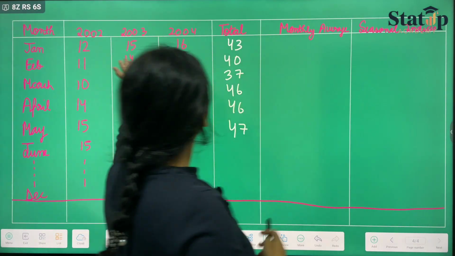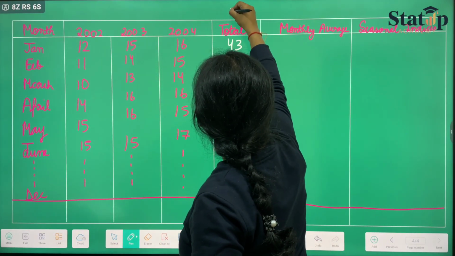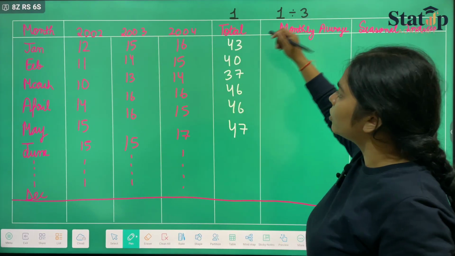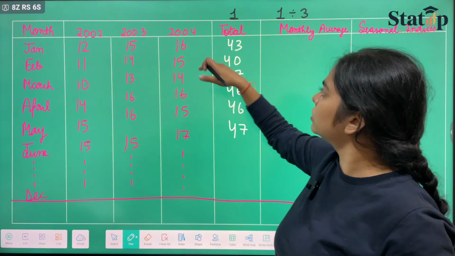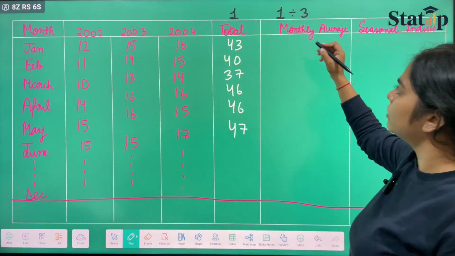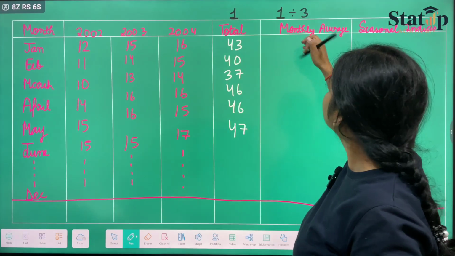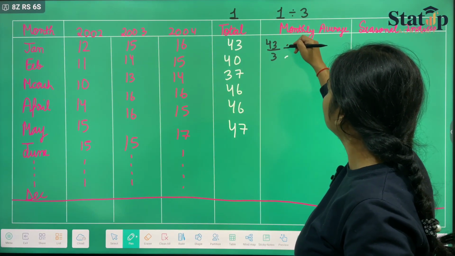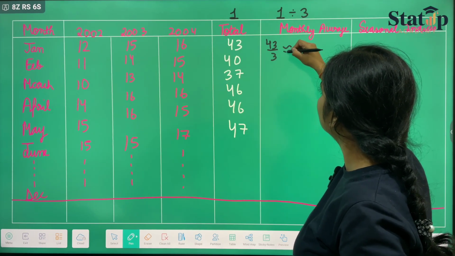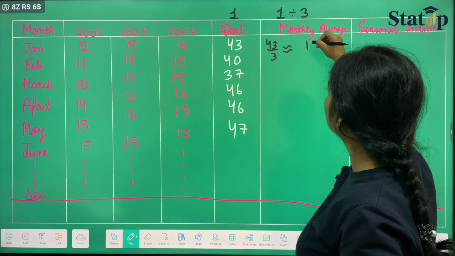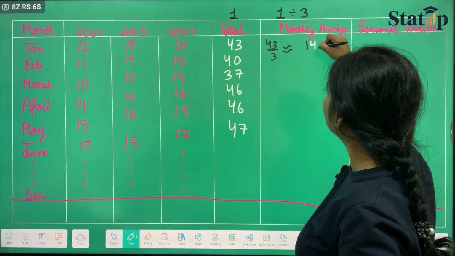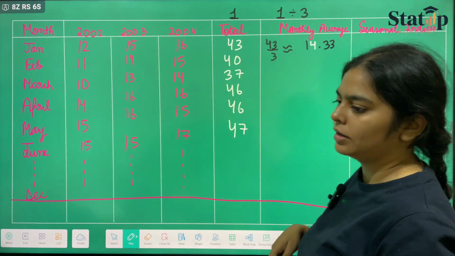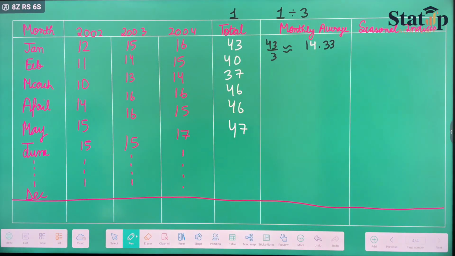So the monthly average would be, we'll divide this. Suppose this is column 1. So the monthly average would be 1 divided by 3, because there are 3 years in 1 month. So we'll divide it by 3. So 43 divided by 3 will be almost equal to 14.33. And again we'll do 40 divided by 3.